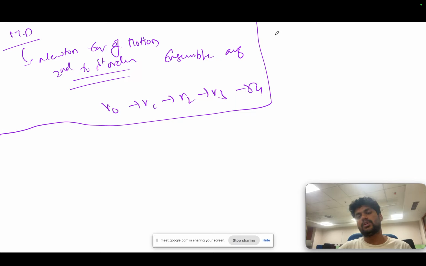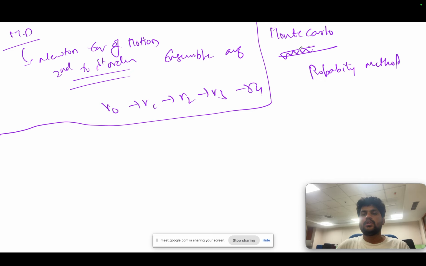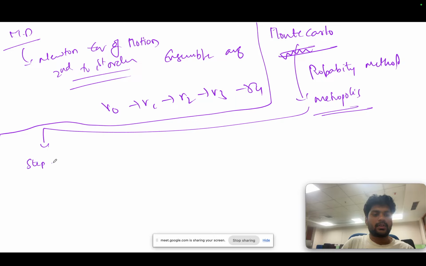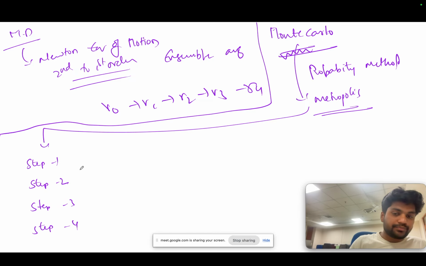And there is another type of protocol to run the simulations, that is Monte Carlo simulation. So basically Monte Carlo is driven by a probability method. Whatever Monte Carlo method we discussed in the class was the Metropolis algorithm. Now this method has 4 steps: step 1, step 2, step 3, step 4.